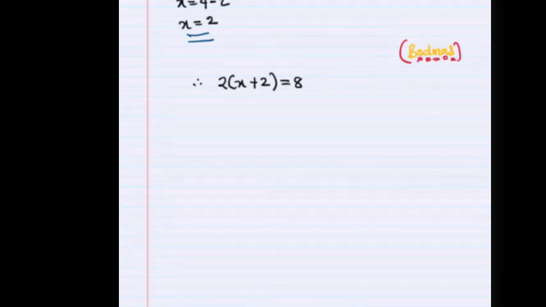Now let's go back to the equation. Let me write it again. We have 2 into bracket x plus 2, and that bracket is equal to 8. As I've explained, we will be using the word BODMAS for the operational steps. So first of all, we need to tackle the bracket. So we have 2x plus 2 times 2, 4, equal to 8.